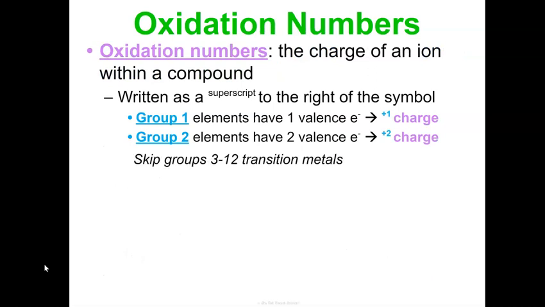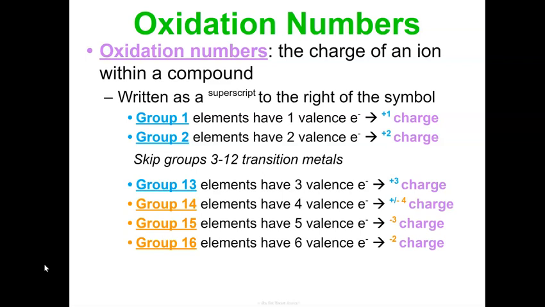So oxidation numbers, the charge of an ion within a compound. And then as you look at your periodic table, you'll see group 1 has a +1 charge and group 2 has a +2 charge. We'll skip the transition metals because the transition metals all have variable oxidation numbers.